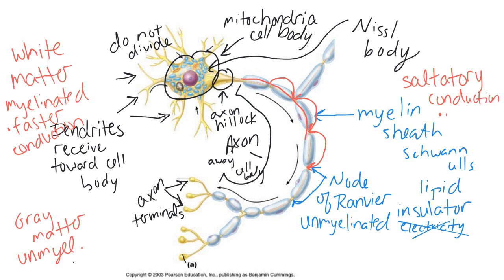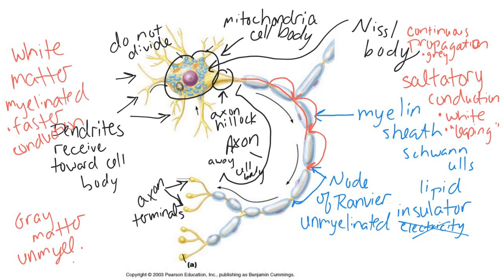So that saltatory conduction is going to occur on that white matter. It's that leaping or jumping of that electrical impulse over those insulated areas. The unmyelinated neurons do what's called continuous propagation. So that's happening on that gray matter. It is basically every inch of the membrane that is going to have to conduct the message, which is going to slow it down and make it take a little bit longer.